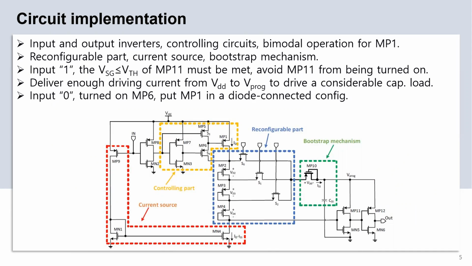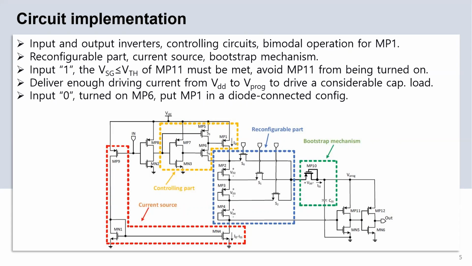This figure shows the transistor level implementation of the proposed circuits. It is composed of different sub-blocks. In this circuit, when the input signal level is high, the requirement of a source gate voltage lower than the threshold of MP11 must be met to avoid MP11 from being turned on.